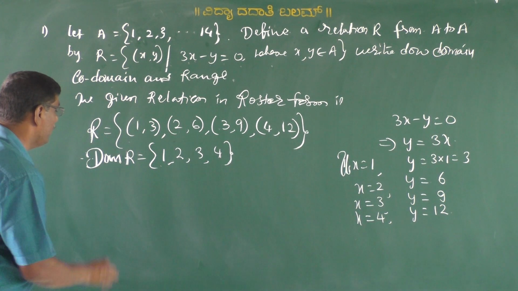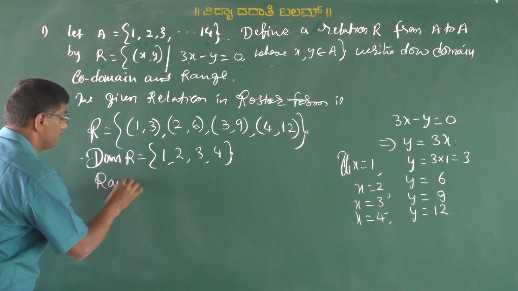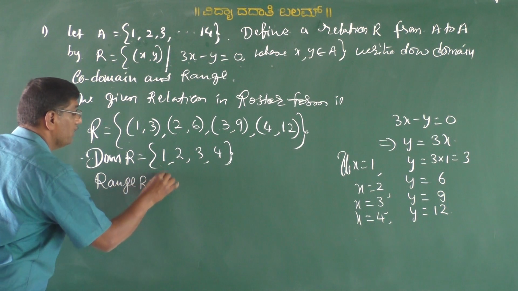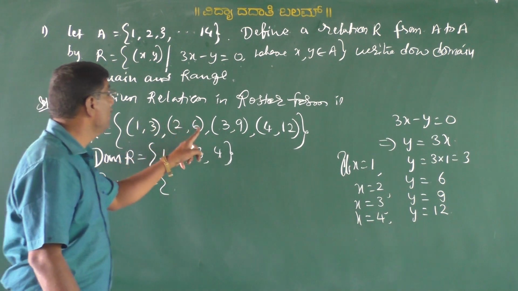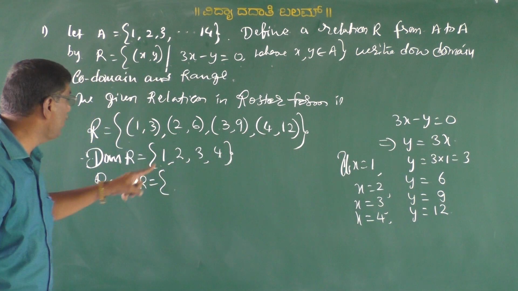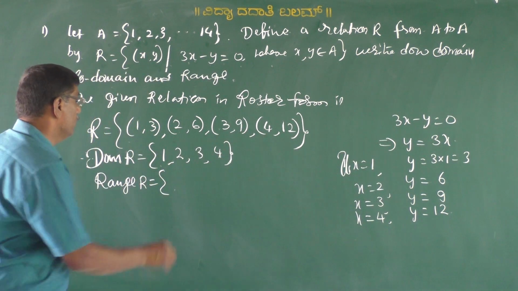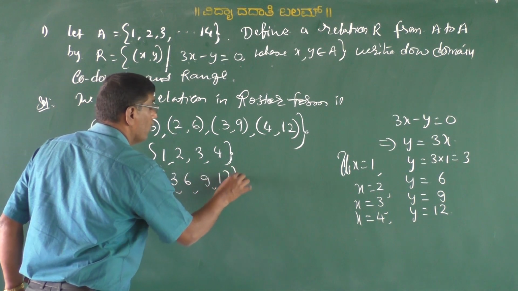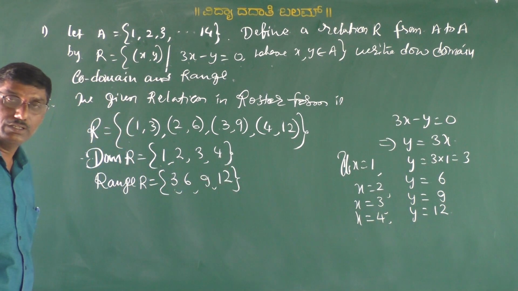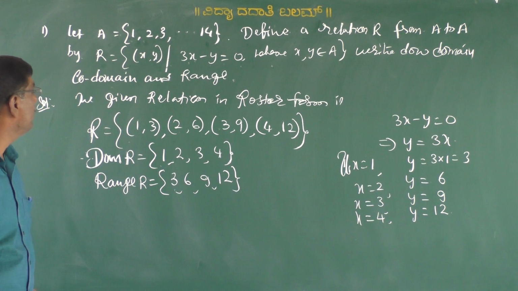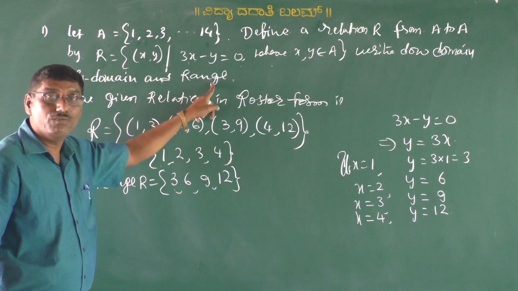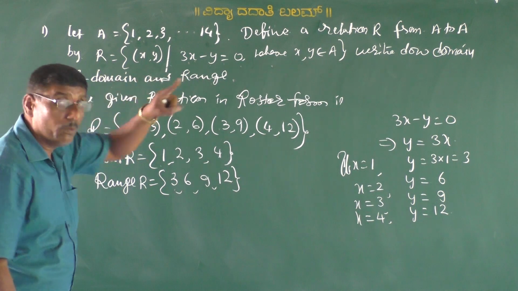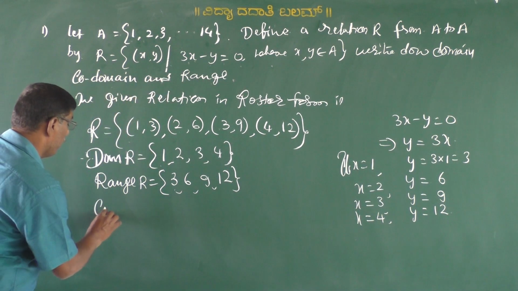Next one is called the range of R. Range of R is equal to the set of all second elements of the ordered pairs in R, that is {3, 6, 9, 12}. Do you understand? I think yes. The last one is the codomain of R.